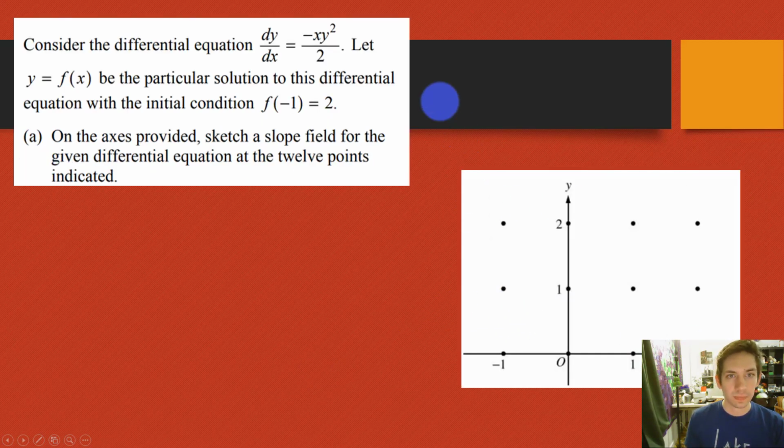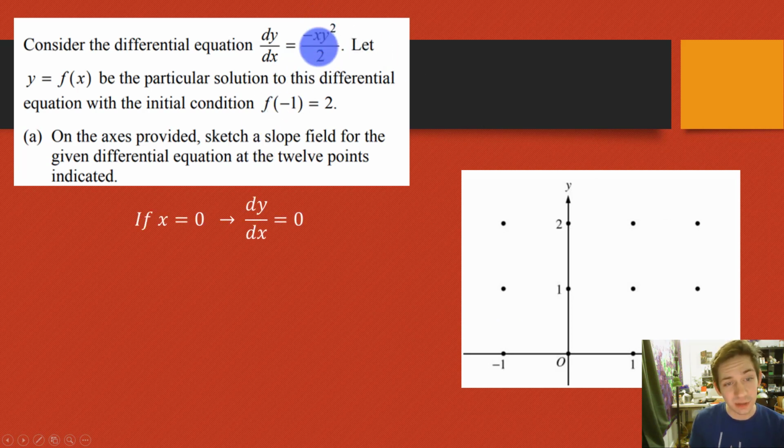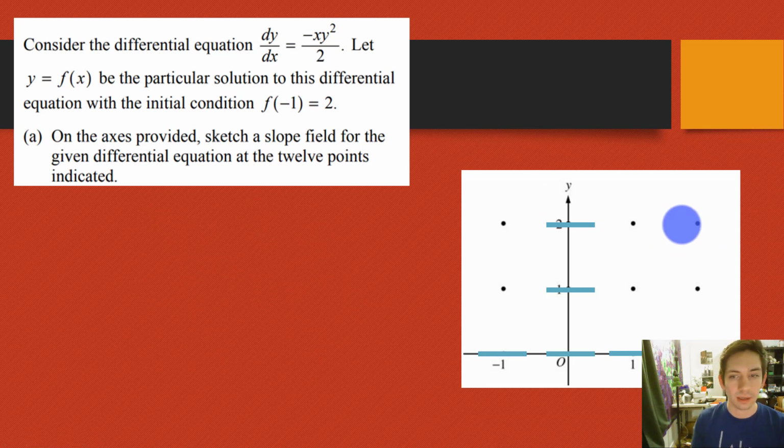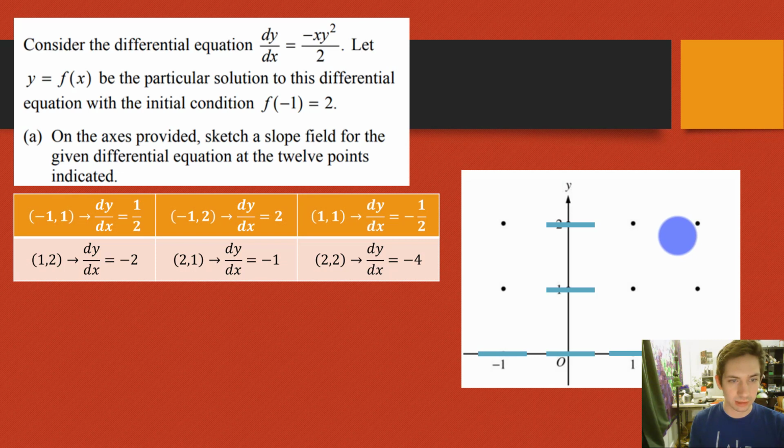Slope field. Negative xy squared over 2. This one, if x is equal to 0, then the slope is equal to 0. So on this vertical line, we get horizontal slopes. Then if y is equal to 0, we also get 0 because they're being multiplied. So on the x-axis, horizontal line, we get horizontal slopes. For the rest of them, we're going to need to plug in the points and see what we get. And please check my math on this.